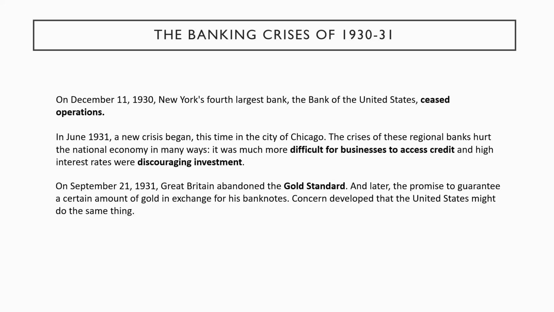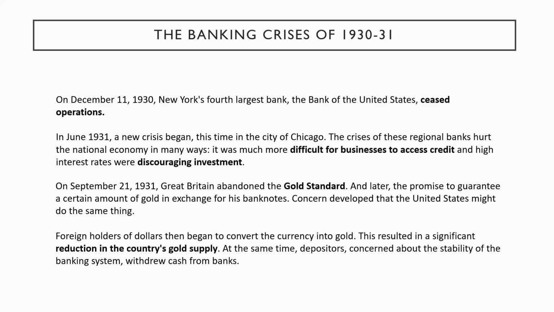Concern developed that the United States might do the same thing. Foreign holders of dollars then began to convert the currency into gold. This resulted in a significant reduction in the country's gold supply. At the same time, depositors concerned about the stability of the banking system withdrew cash from banks. The Central Bank of New York intervened by raising the interest rate applied to loans and bank acceptances. The goal was to increase the return on US assets to attract more foreign capital.